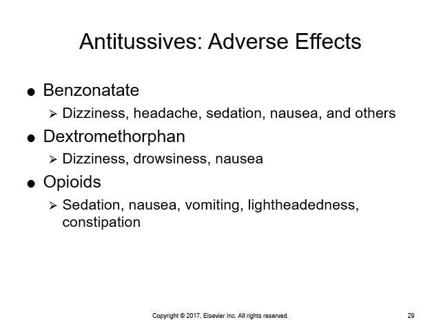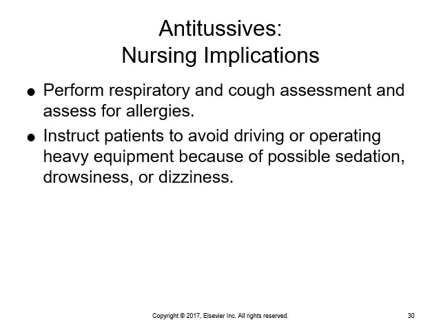So adverse effects of benzonatate are dizziness, headache, sedation, nausea, and others. Dextromethorphan is dizziness, drowsiness, and nausea, and opioids are going to be sedation, nausea, vomiting, lightheadedness, and constipation.